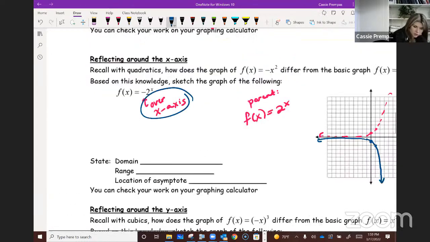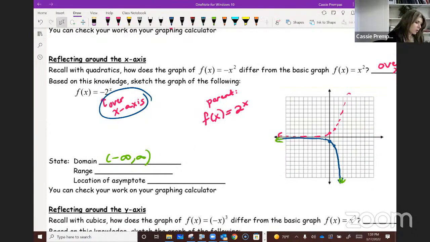Look at your domain. In other words, you can see how far does this graph move left and right. It goes forever to the left. It goes forever to the right. So it would be -infinity to infinity. My range, what are all the y values that are coming out for this function? Well, it goes forever down and then it goes up, but it kind of stops right here. This was my parent. That's not going to help me with my y's. So it starts down at -infinity and it gets really, really close to, but doesn't touch 0. So it would be -infinity to 0. What's the location of your asymptote? Well, still approaching that line. Y is equal to 0.